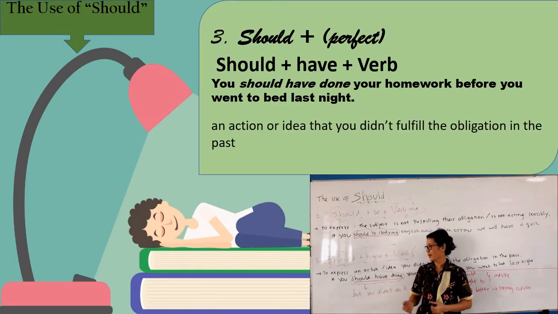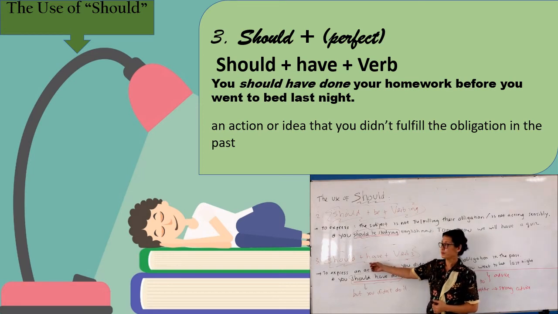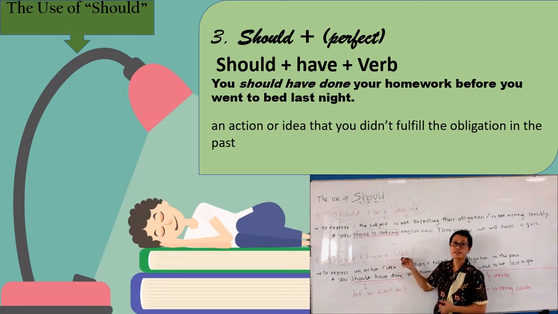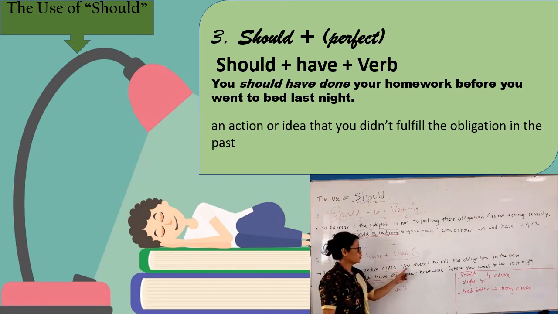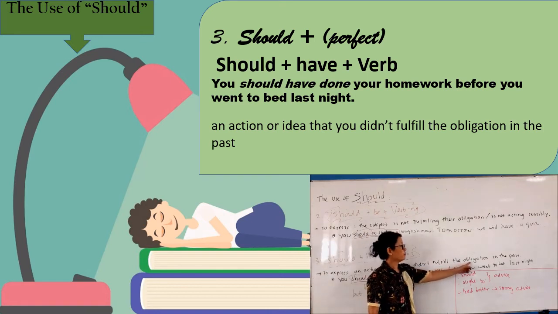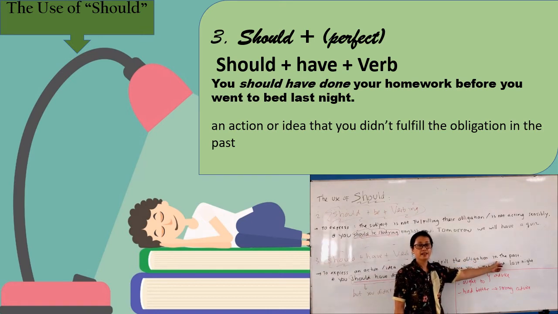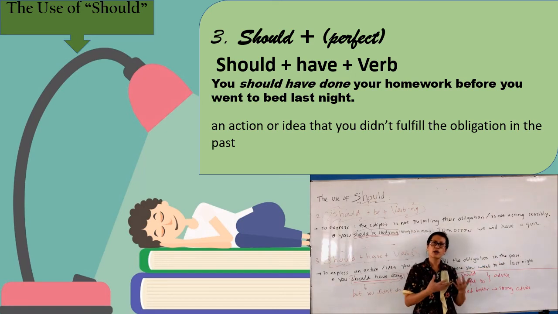Now the last one. The third one. Should plus have plus verb 3. It means special too. Here to express an action or an idea that you didn't fulfill the obligation in the past. It means kamu seharusnya kemarin harus begini, dulu harus begitu seharusnya, but you didn't do that. That's why kamu seharusnya begini, tapi kamu tidak melakukannya.